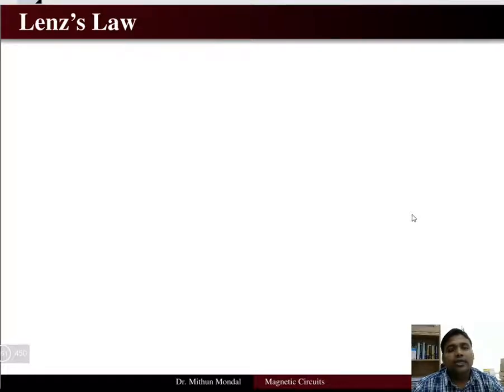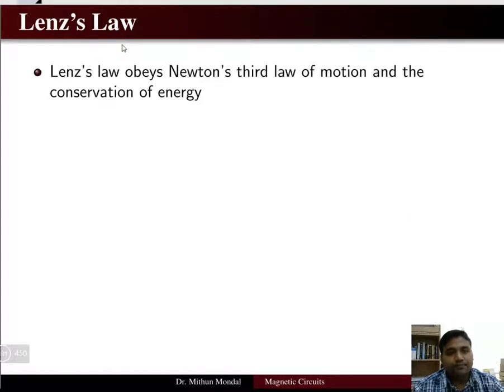Welcome to the next topic of discussion in magnetic circuit. Last class, we were discussing the concept of Faraday's law of electromagnetic induction, and we have seen the magnitude of induced EMF, and the direction of the induced EMF is supposed to be determined by Lenz's law. So in this class, we will see what is Lenz's law.